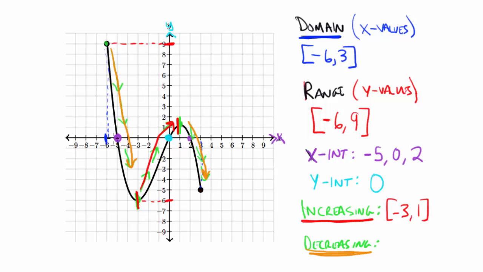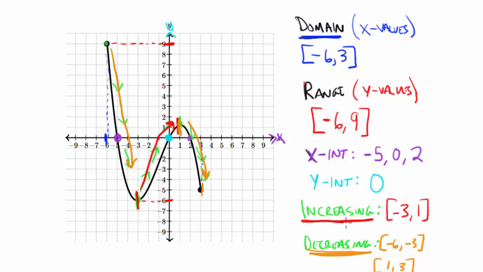So that would be from -6 to -3. So I could say -6 to -3, and I'm also decreasing from 1 to 3. Okay, from 1 to 3. And we'll notice that on this graph, I'm either increasing or decreasing.